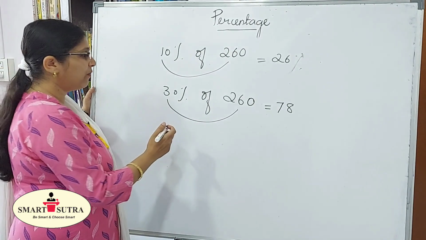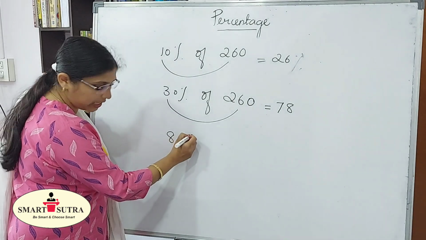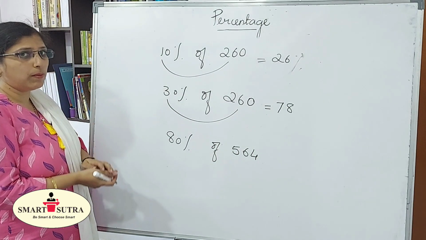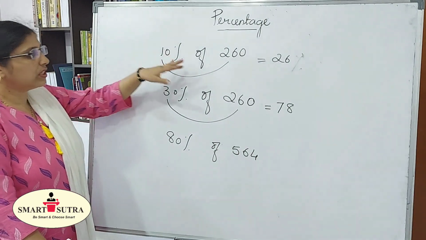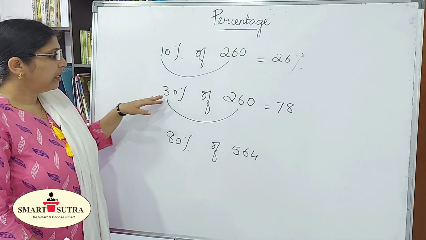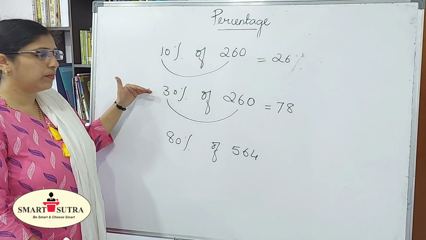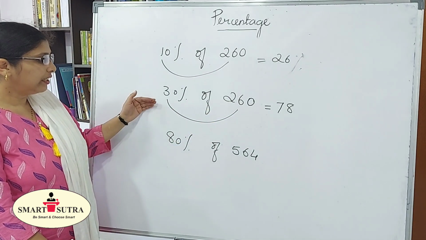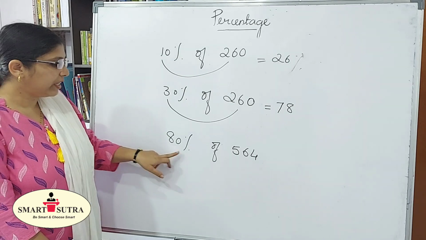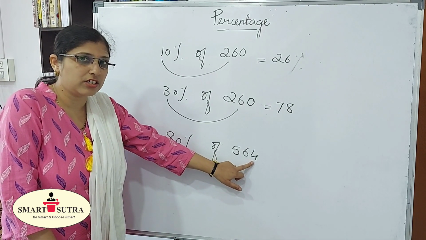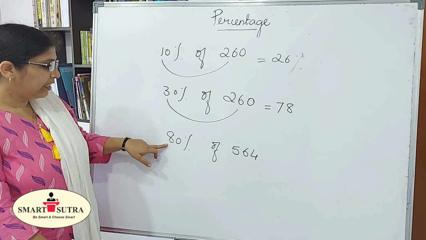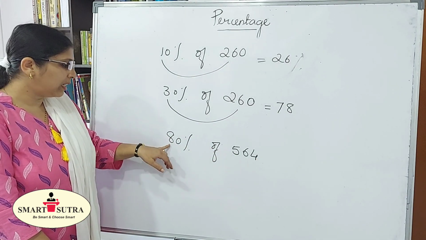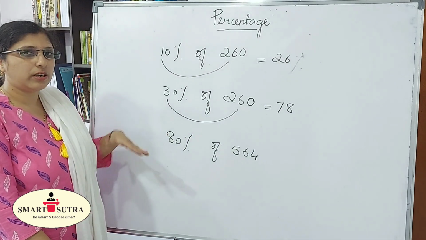But if the problem level increases a little more, that is 80% of 564. Now the problem level increased. Here it was easier, we could directly do 1 into 26 and write 26. Here it was a little bit difficult, that is 3 into 26 we did and we got 78. But here, a little bit more complicated one, where we have to find 80% of 564. So what do we have to do? 8 into 564 and then we have to put a decimal point. Multiplying 8 into 564 will be a little bit complicated.